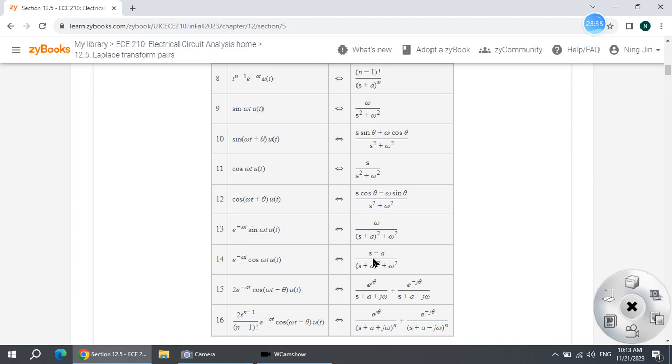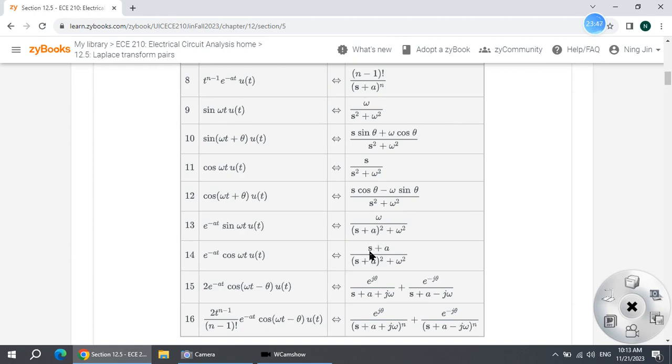And 14, right? 13 and 14. So we need to use 13 and 14 because our numerator just contains s, no a. So you need to use another one, a. So I write it in this way. Okay, let me copy this in my paper.